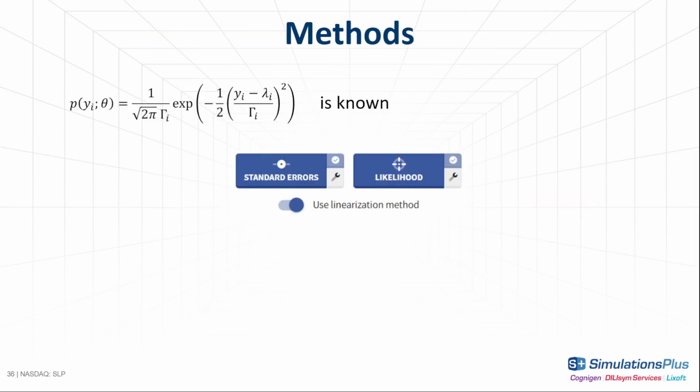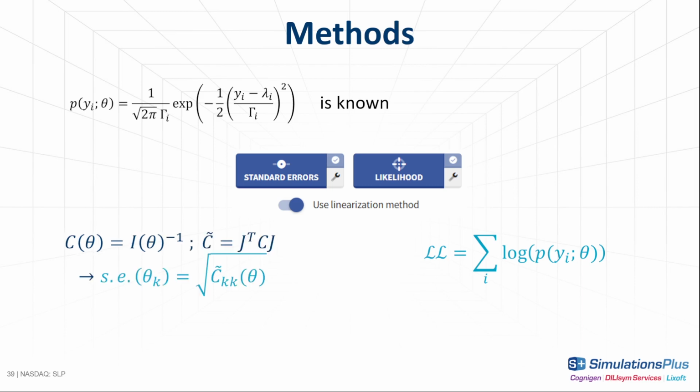Now we know everything to calculate the probability p to observe the data y for each individual, given the estimated population parameters theta. We obtain the log likelihood by summing the logarithm of this probability over all individuals, and we calculate the standard errors in the same way as during the stochastic approximation. So the Fisher information matrix is inverted, and the diagonal elements represent the standard errors.